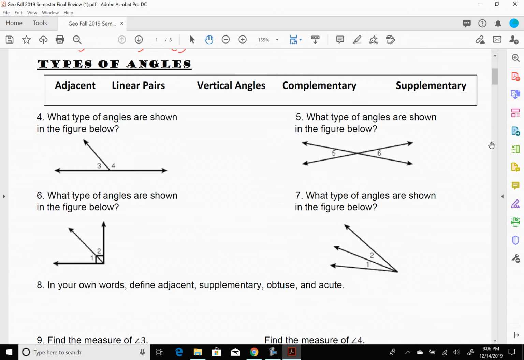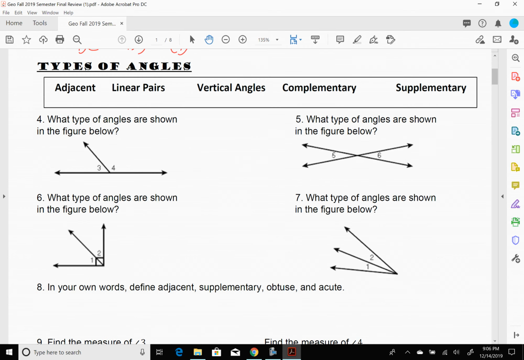Okay, types of angles. So we've got a word bank here, and we are going to say what kinds of angles we have here. What types of angles are shown in the figure below? Well, first, they are a linear pair because they are adjacent and supplementary. Since they're supplementary, we can also use the word supplementary.